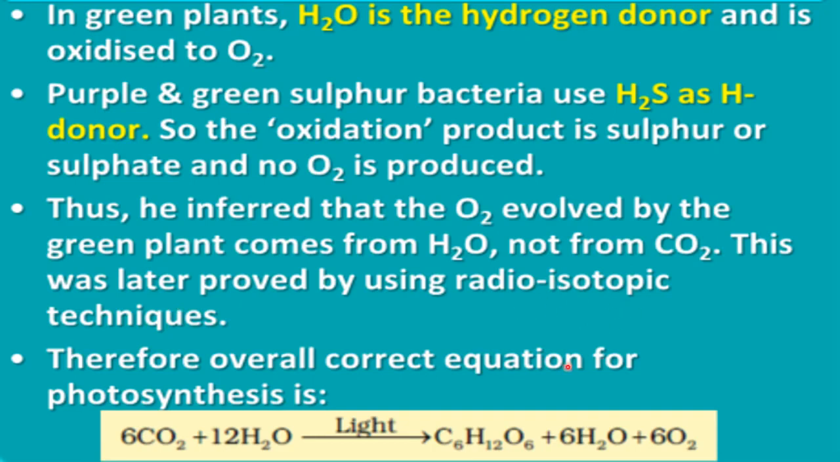Radioisotopic is a technique in which we make some of the molecules, like the oxygen molecule, radioisotopic, and that can be visualized easily. In short, by making it radioisotopic, we can visualize it easily. So later on it was found that the same molecule of oxygen that we were using in the water, the same molecule of oxygen we were getting here in the product.